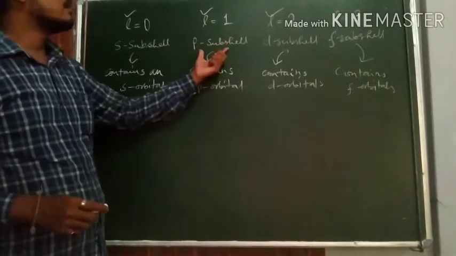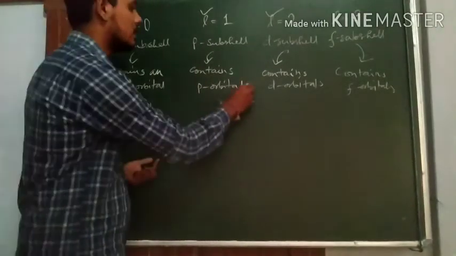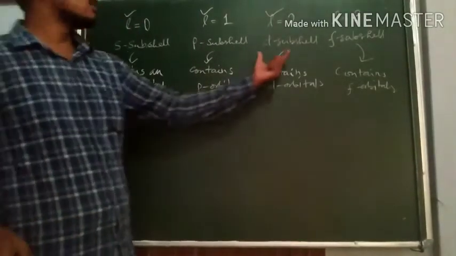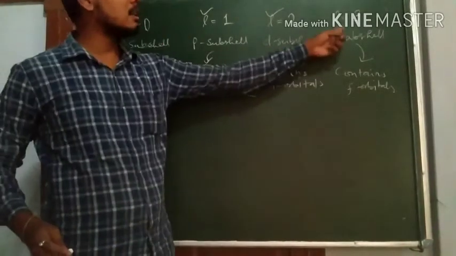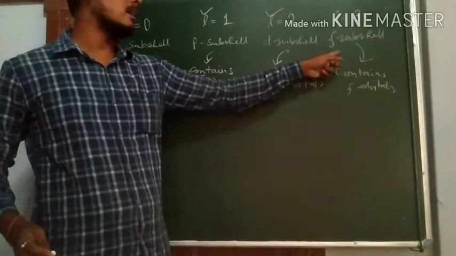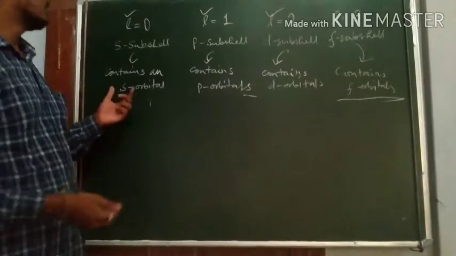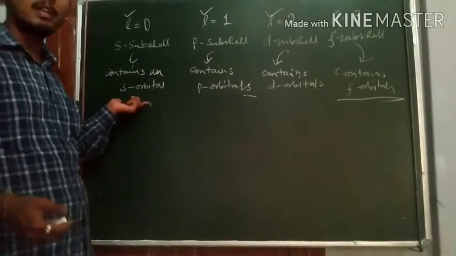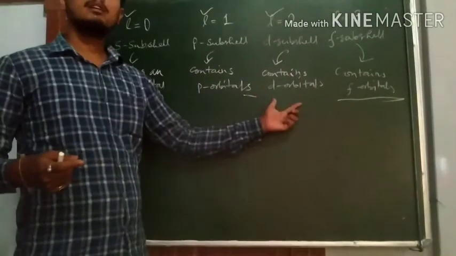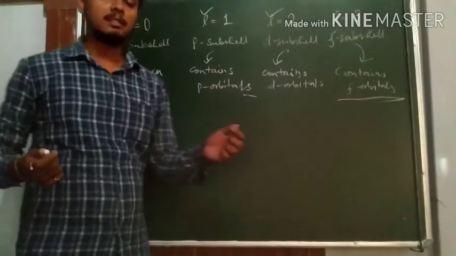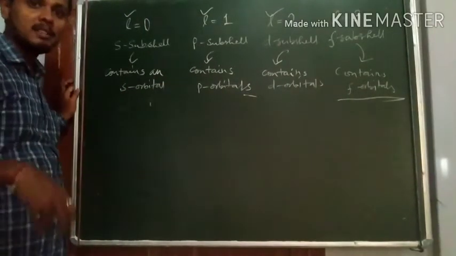L equals 1. This is called the P subcell. Why P subcell? Because this subcell contains P orbitals. This subcell is called the D subcell because it contains D orbitals. Similarly, L equals 3 gives us the F subcell. Why? Because this F subcell contains F orbitals. Okay. So L equals 0, the S subcell contains an S orbital. P subcell, P orbitals. D subcell, D orbitals. F subcell, F orbitals. Now, how many S orbitals, how many P orbitals, and how many D orbitals?